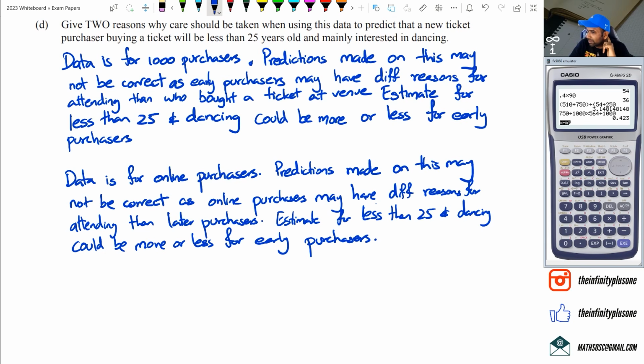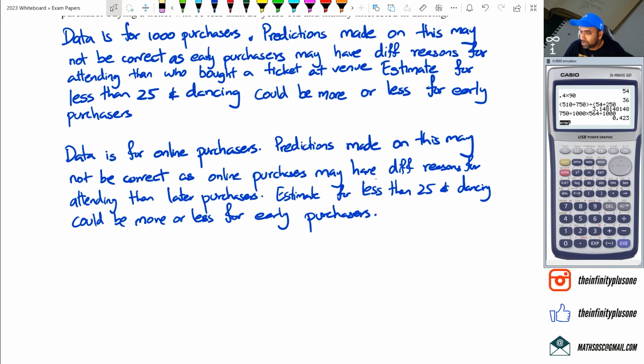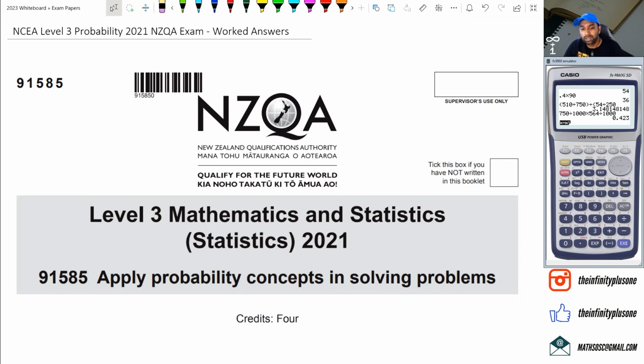I always struggle with the explanation part of these types of questions. Give me a probability tree with p and a bunch of unknowns, and I'm quite happy to dig away at it. But if there is a better way for you to explain this, I would love to hear your comments in the comment section below. So I believe that's question D. That's question 3. So that's level 3 probability 2021.